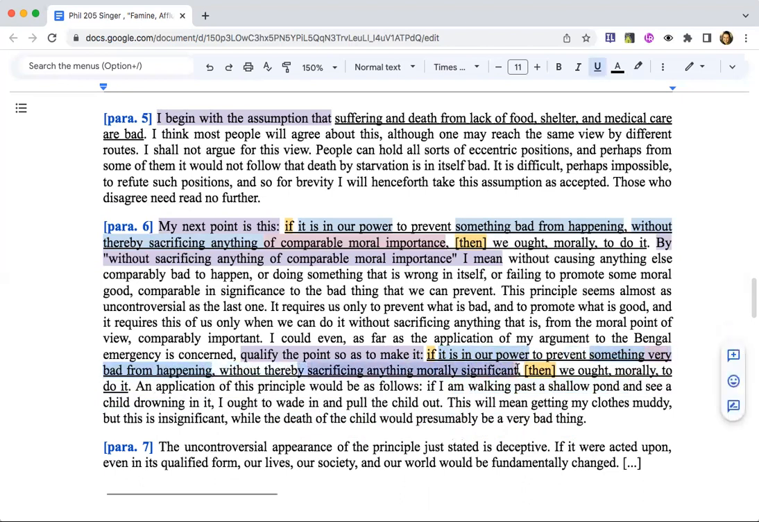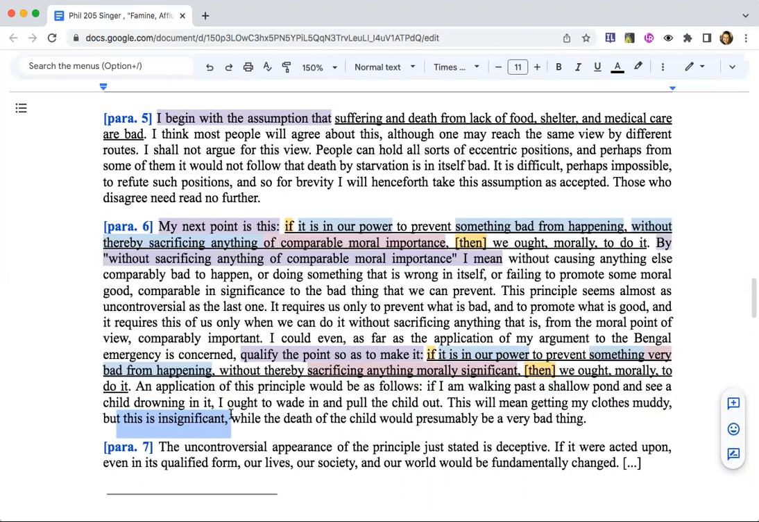Would you have to sacrifice anything morally significant? Well, what would the sacrifices be? Getting your clothes muddy, but that's insignificant. So if the only sacrifice is muddying your clothes, and maybe irreparably, maybe it'll ruin them, you don't just get to wash them or something. Maybe even you're wearing fancy clothes. Say your clothes cost $200 and you're going to totally ruin them irreparably. Maybe you'll even lose a little bit of time. Are those things morally important?